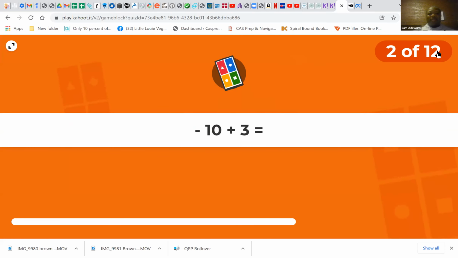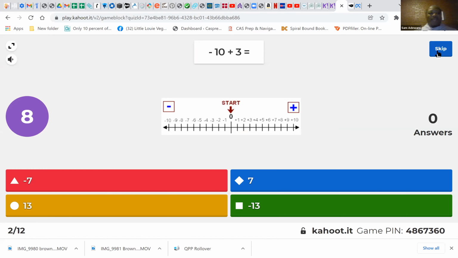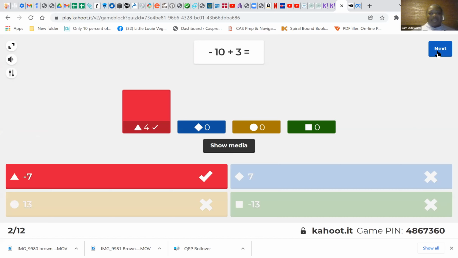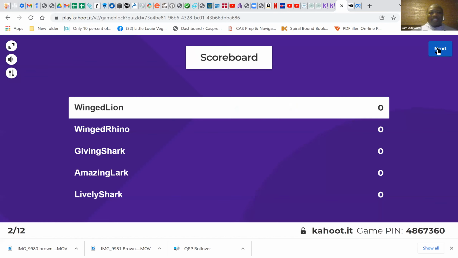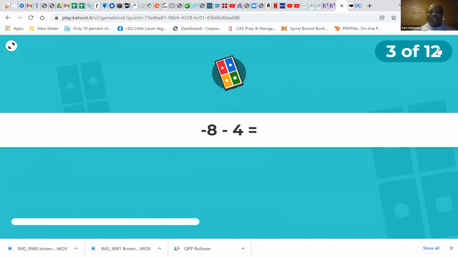All right, let's go. -10 plus 3. You gotta do these quickly, as you saw. It gives you 10 seconds. The way Kahoots work, I'm sure you're all familiar: the first person gets the most points, then the second person the next most. Again, if you can do this mentally, you got 10 seconds. -8 minus 4.